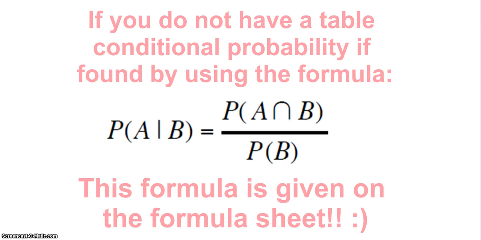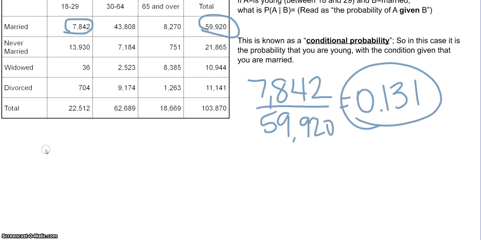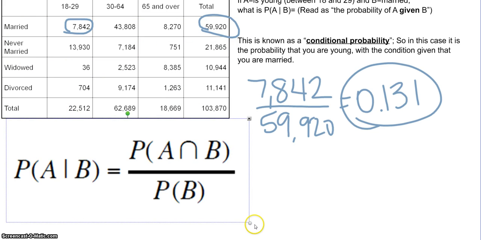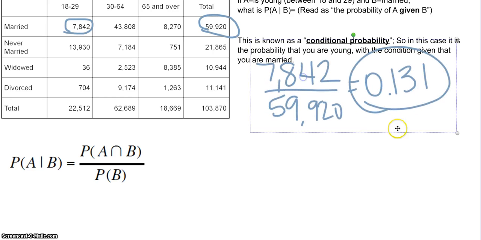Alright, so let's say that you don't have a table to follow. Take a look at this here. The probability of A given B is the probability of A and B over the probability of B. This formula is actually given on the formula sheet. So let's use this with our previous example. So I'm going to copy this, copy that, and bring that over here. Okay, let's make it a little smaller. There we go.